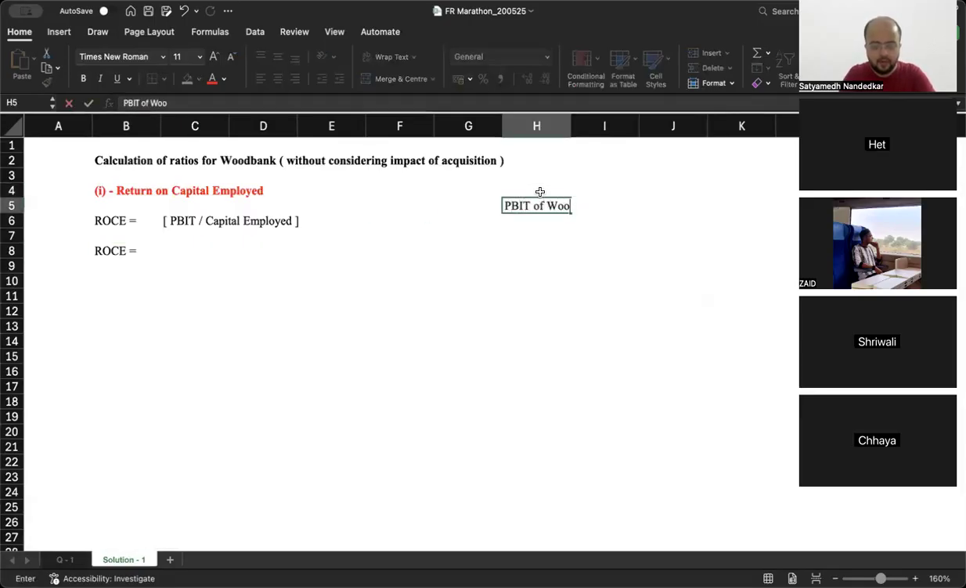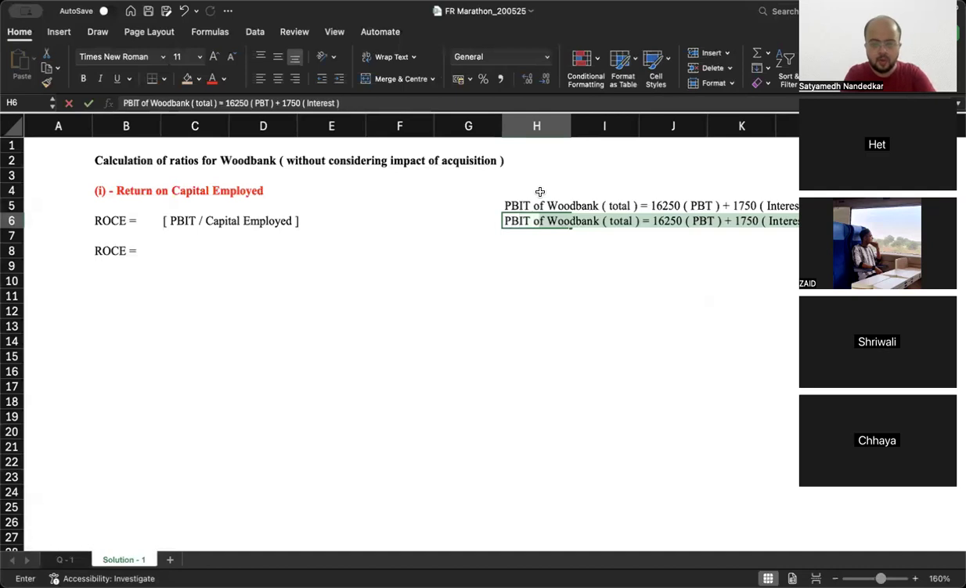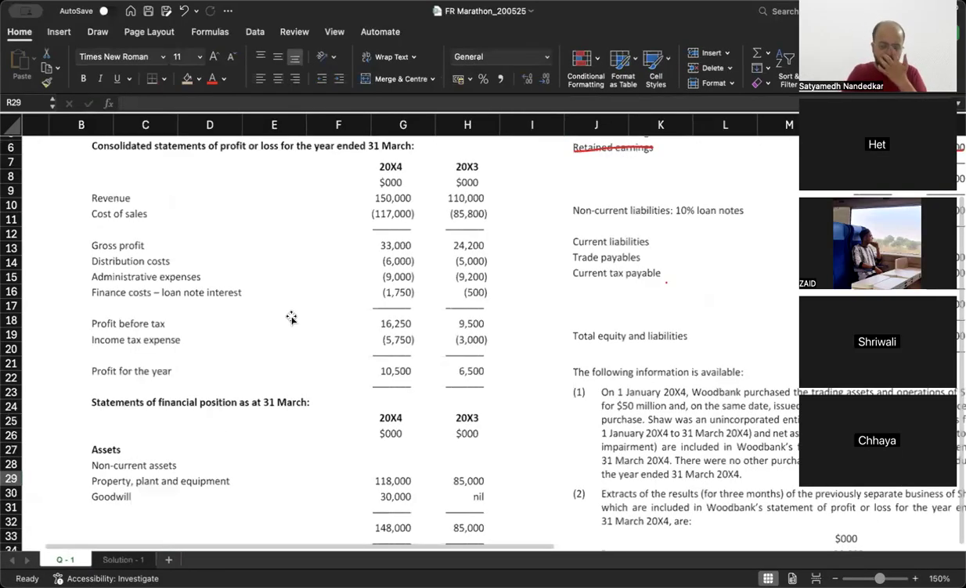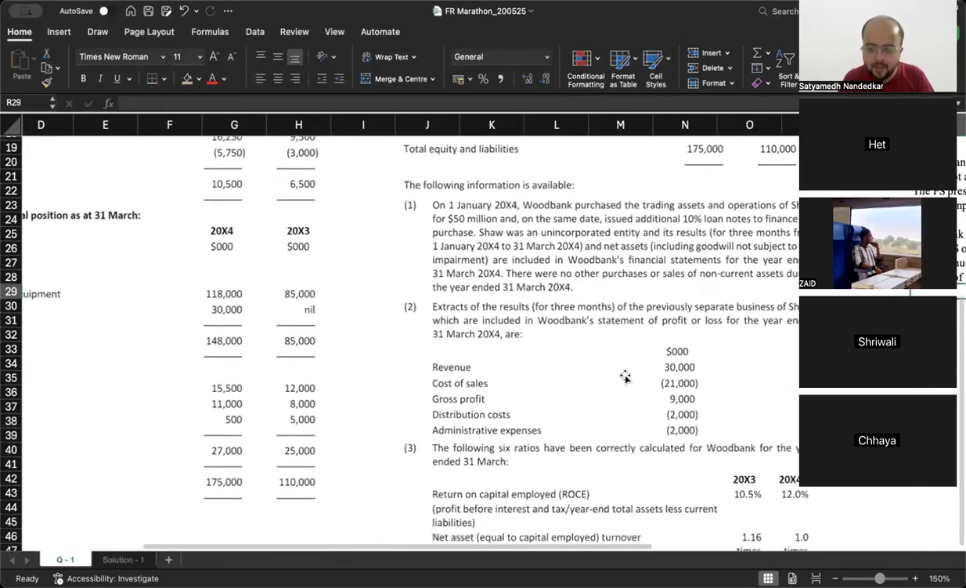PBIT of Wood Bank total. This is 16,250, which is profit before tax, plus 1,750, which is interest. So PBIT of Wood Bank total is 18,000. But the 2004 figures also contain the impact of the acquired company.